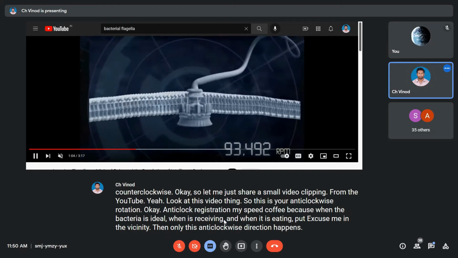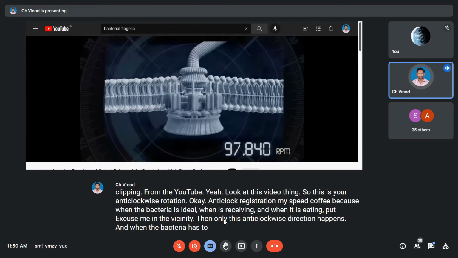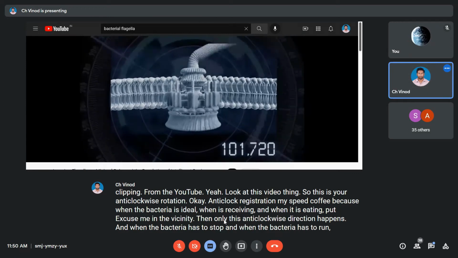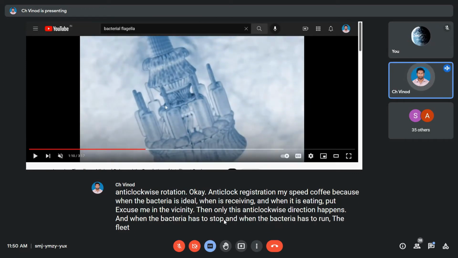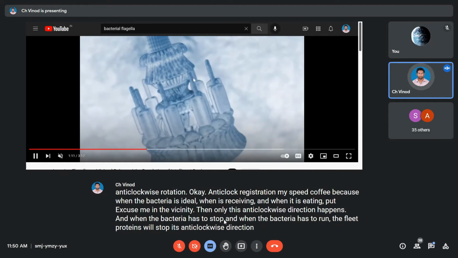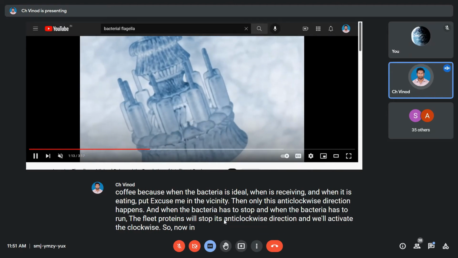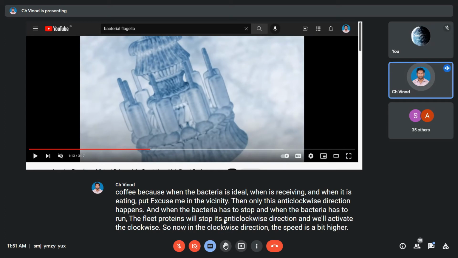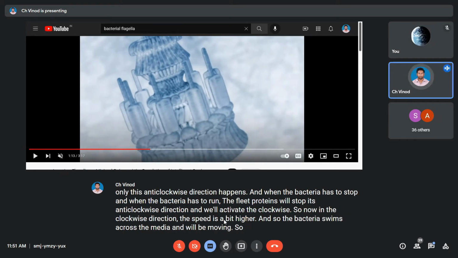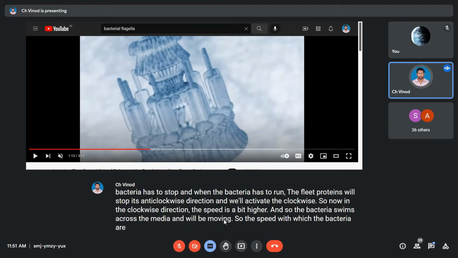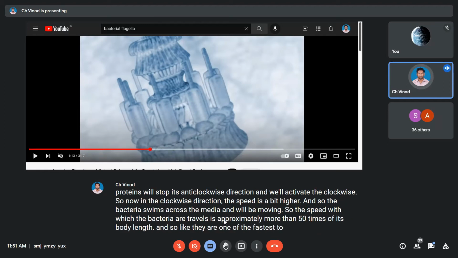And when the bacteria has to stop and when the bacteria has to run, the fluid proteins will stop its anti-clockwise direction and will activate the clockwise. So now in the clockwise direction, the speed is a bit higher. And so the bacteria swims across the media. The speed with which the bacteria travels is approximately more than 50 times its body length. And so they are one of the fastest moving creatures on the earth.